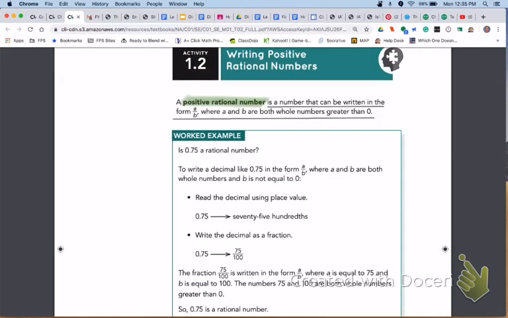Please turn to page 74, activity 1.2, writing positive rational numbers. A positive rational number is a number that can be written in the form of a over b, where a and b are both whole numbers greater than 0.